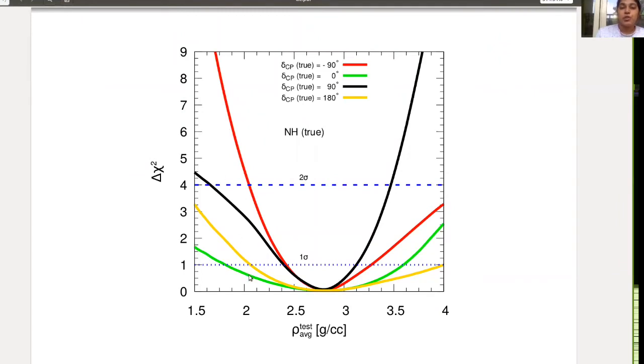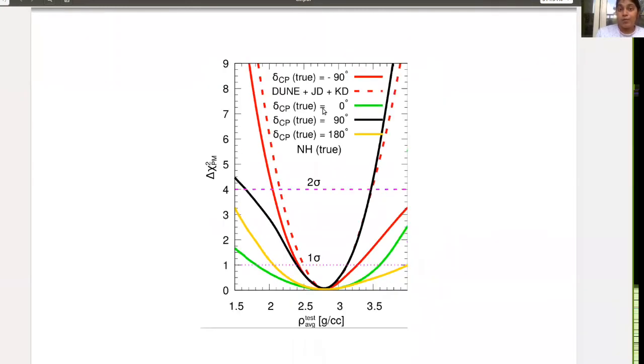This shows the precision of DUNE alone in measuring rho average for 4 major choices of true values of delta CP. The relative 1 sigma precision in measuring rho average goes about 13 to 15% with DUNE alone. However, this increases to about 23%, as shown with this dashed line red in color, on adding the combination of JD plus KD for true value of delta CP as minus pi by 2.